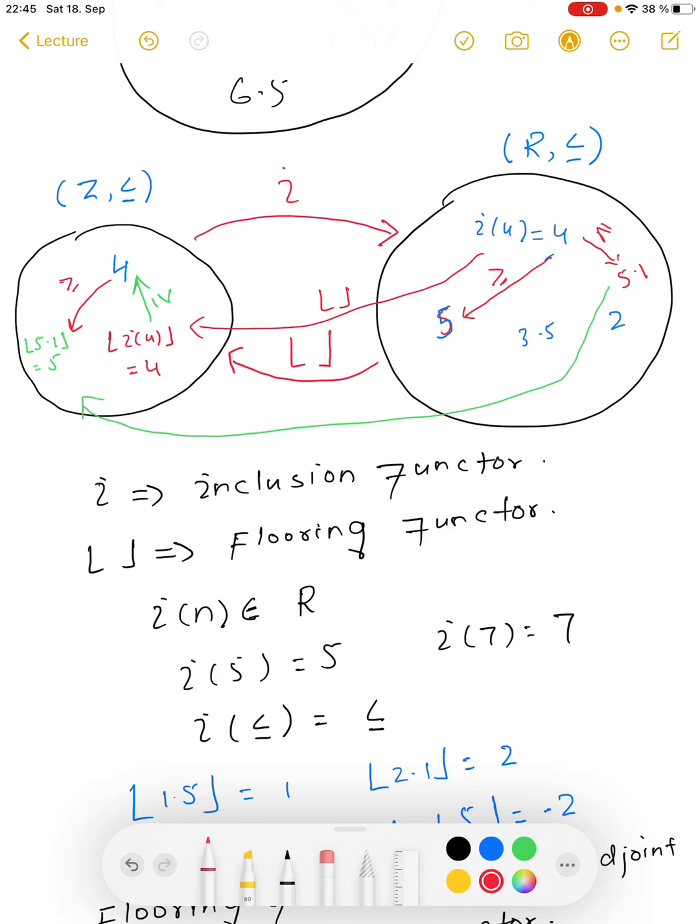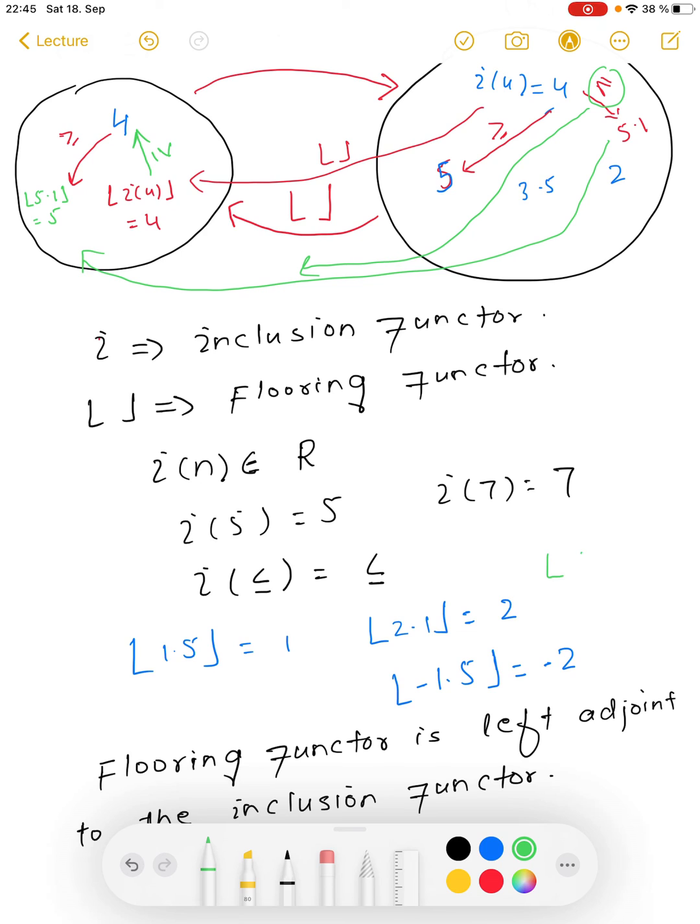Here, that exists. 4 is less than 5, and when I apply this flooring functor on this morphism, so you know, let me write it here, floor of less than is less than or equal to. Floor of less than or equal to is equal to less than or equal to. So actually there is a morphism between these two, because 4 is less than 5, and let me invert the symbols. Four is less than or equal to 5.